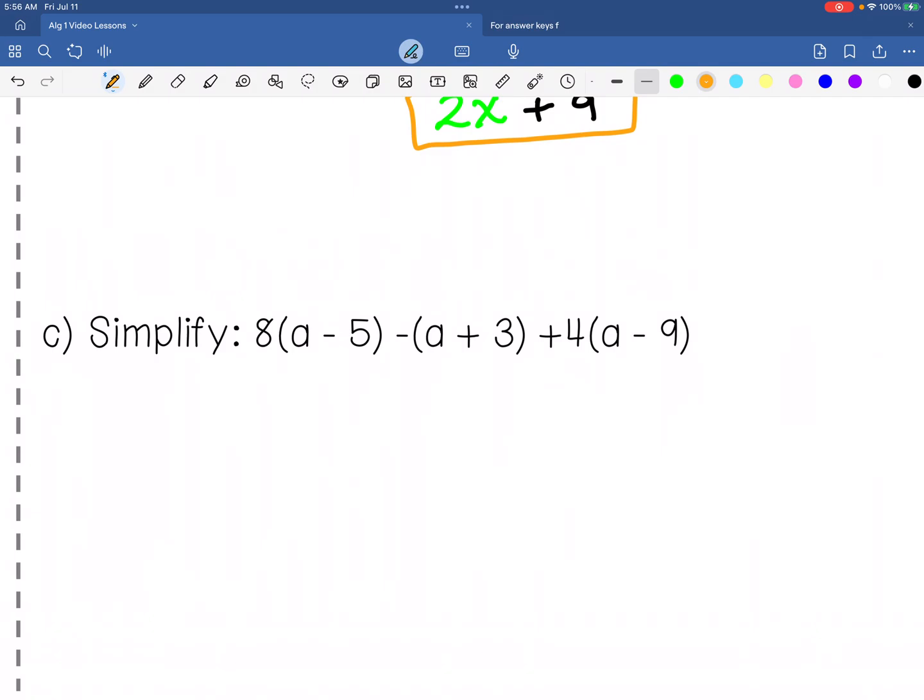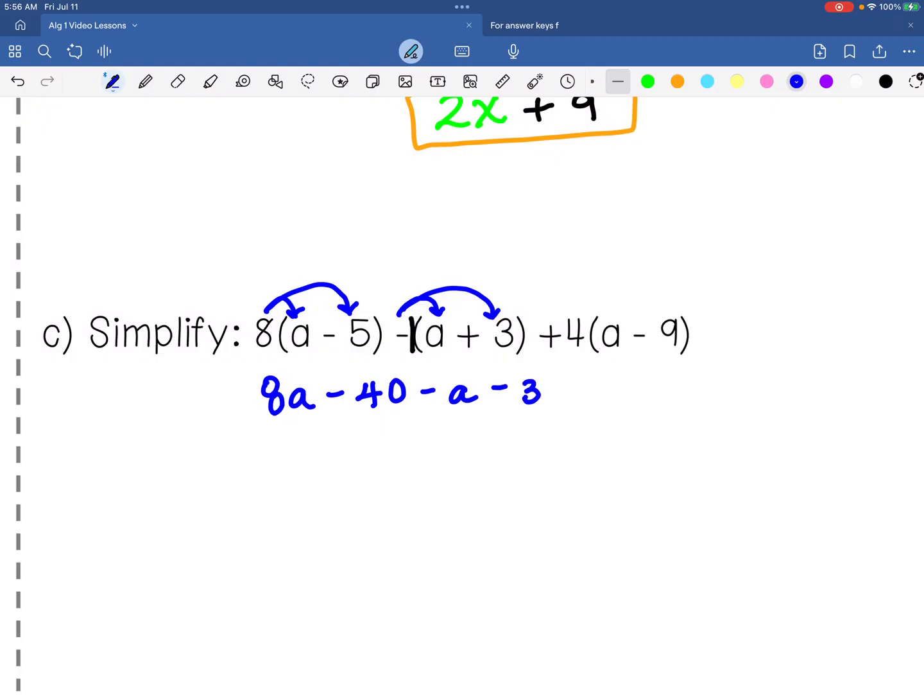Then let's do the last one. We're going to do the last one here. So we're going to say 8 times a is 8a. 8 times negative 5 is negative 40. Negative a, negative 1. So here is another thing that might happen, right? We know if there's no sign, it's really a 1, right? So we're just going to multiply that 1 by what's inside the parentheses. So negative 1 times a is just negative a. Negative 1 times 3 is negative 3.